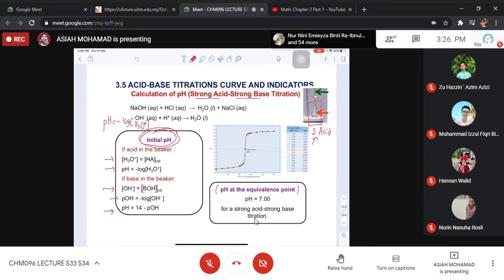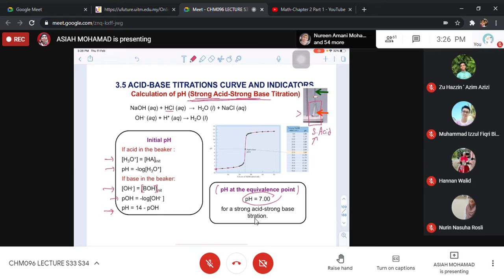Okay, so that's how you calculate initial pH. You just have to determine what is the species present in the flask. Okay, and then pH at equivalent point for strong acid strong base titration, you don't need to calculate the pH, it is 7. Why? Okay, let's have a look at this reaction.